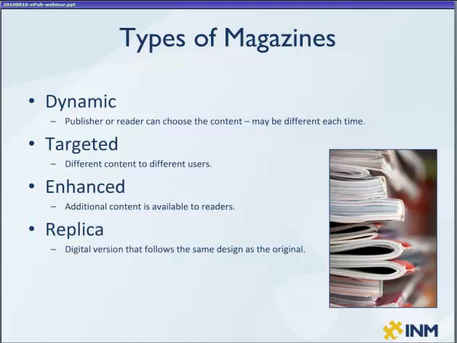And what those are is publications where either the reader or the publisher can choose the content that's available to them in that edition or e-magazine or digital magazine. And it may be different each time that the reader accesses it, or it may be different for each user. So you can use a variety of different criteria to narrow down the content for different users and different segments.